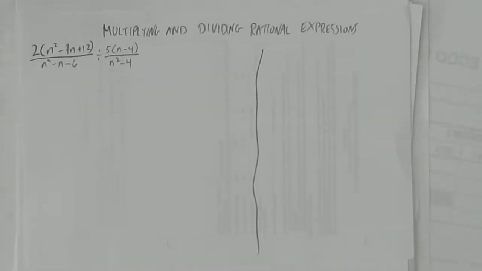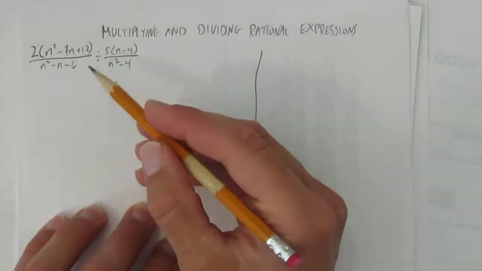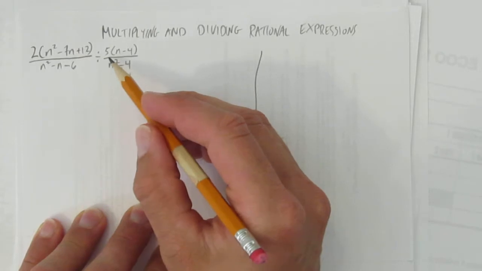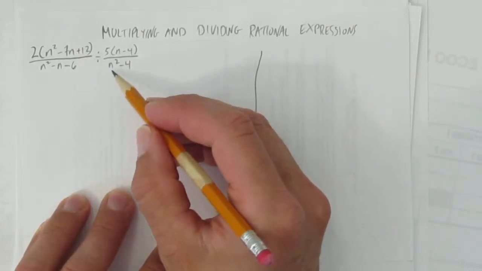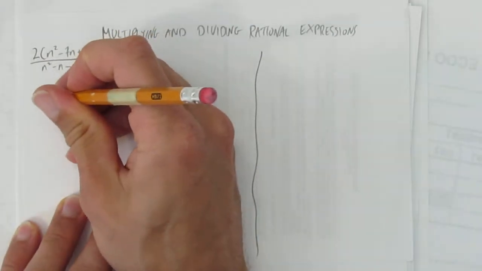In this video, we'll look at multiplying and dividing rational expressions. The expression we're given is 2 times (n squared minus 7n plus 12) over (n squared minus n minus 6), and that's all divided by another fraction, 5 times (n minus 4) over (n squared minus 4). Okay, well, let's put an equal sign here.